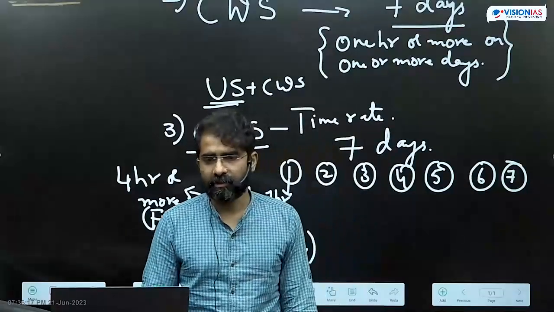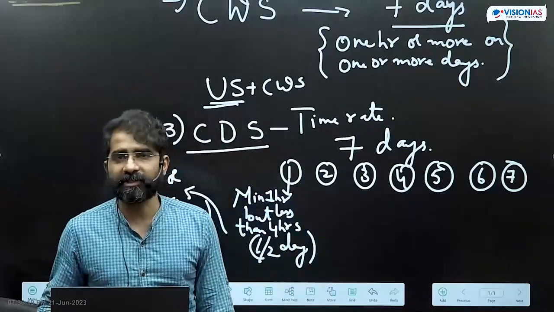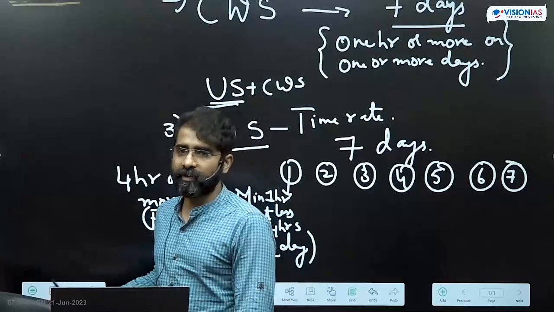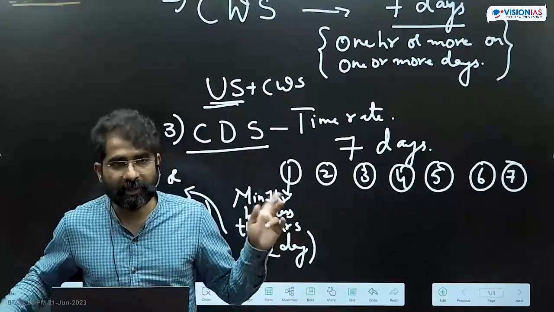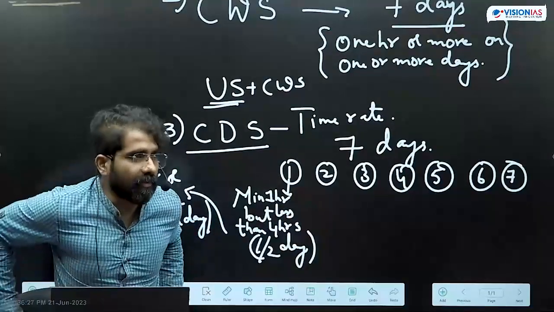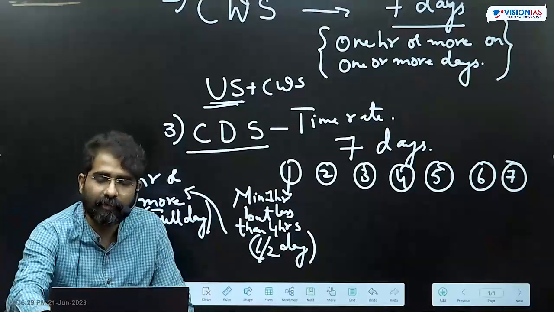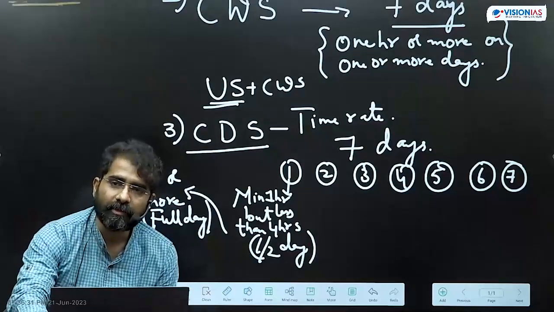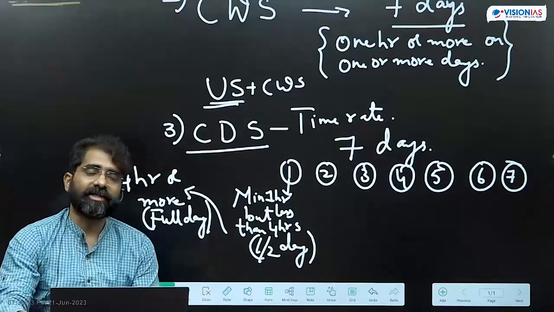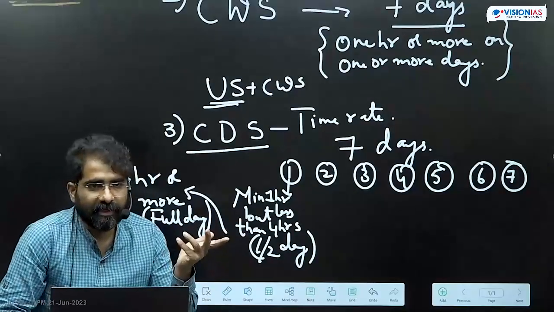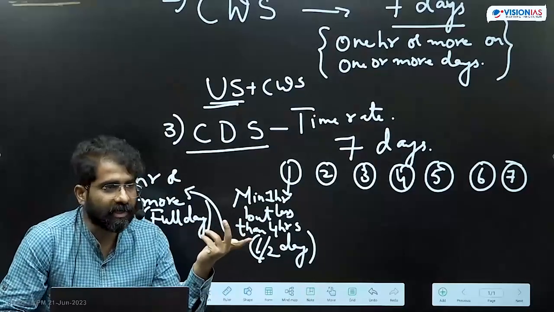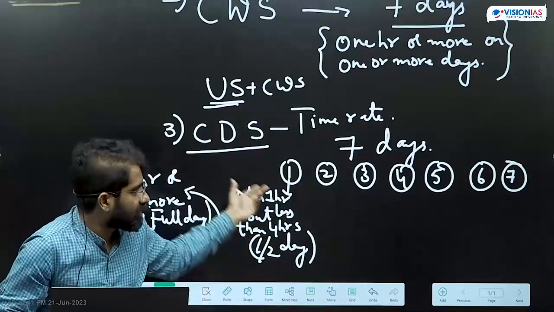CDS, current daily status. Current daily status will not only talk about full employment, that is, regular employment, it also talks about partial employment. Partial employment is being employed for half a day here. So you will say maybe he is employed for only 4 days, or in a 7 day period, maybe 3.5 days is employed. So like that, CDS will tell you.